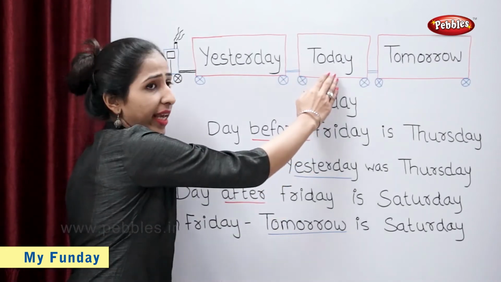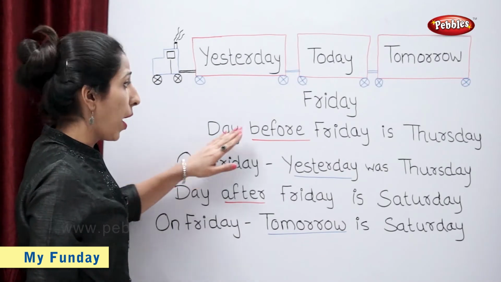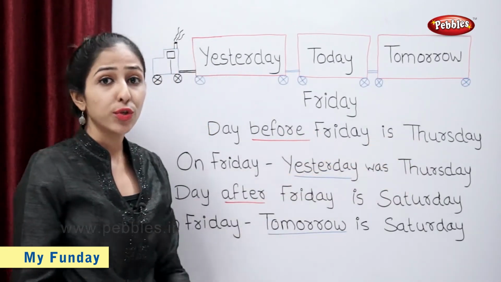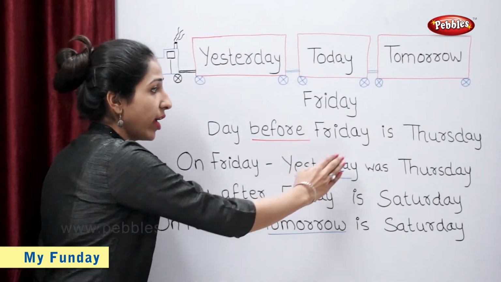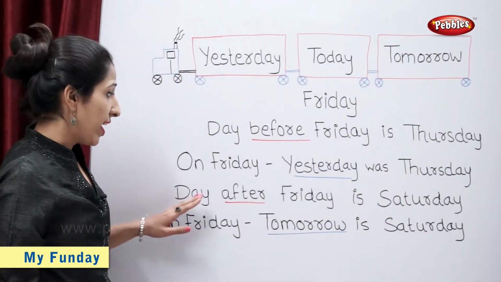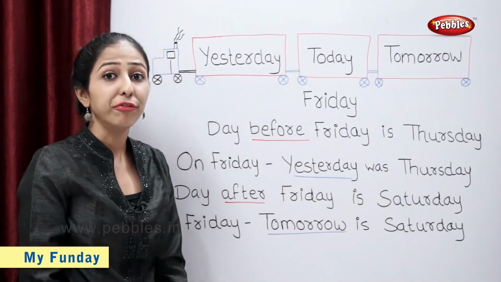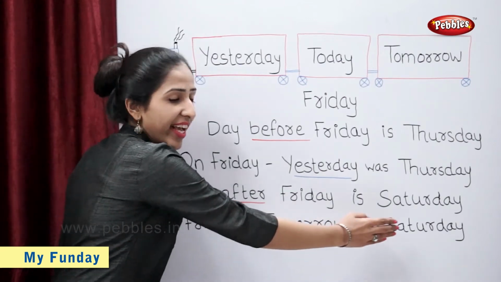Suppose today is Friday. So the day before Friday is Thursday. So on Friday we say that yesterday was Thursday. Day after Friday is Saturday. So on Friday we say that tomorrow is Saturday.